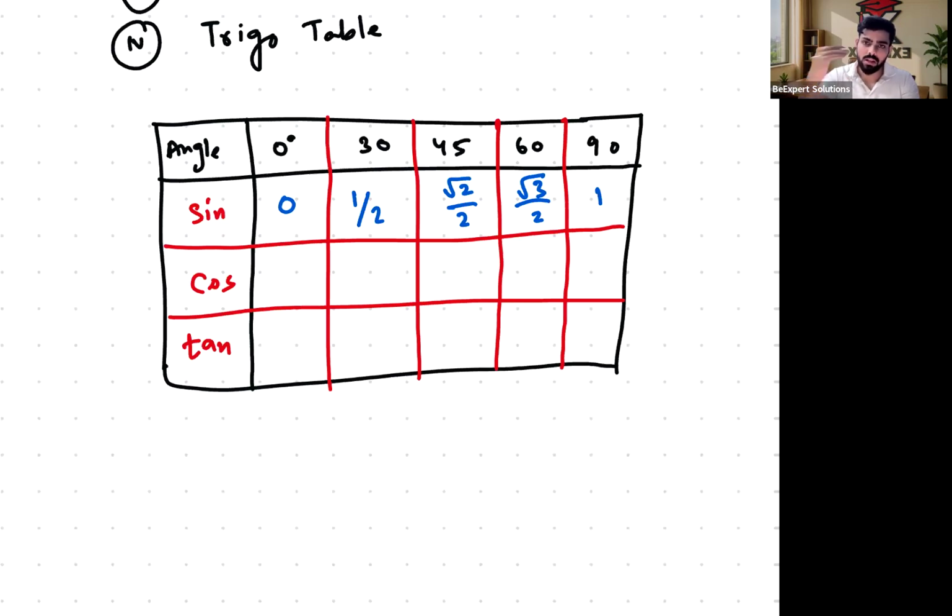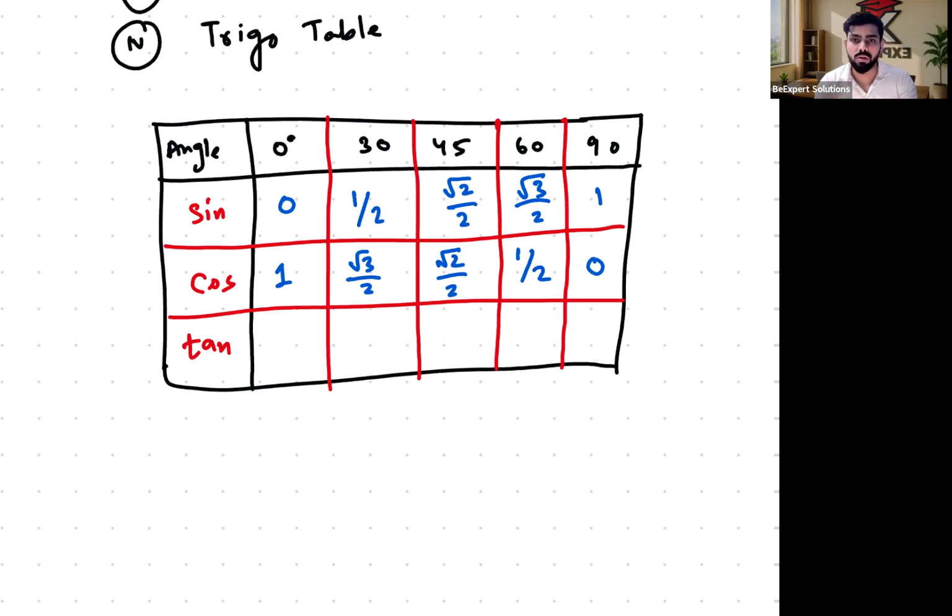Similarly, cosine is just like the reverse of sine. Whatever sine is at 90, cosine will be at 0. Whatever sine is at 60, cosine will be at 30. Cosine at 45 is basically the same value. Then this is 1 by 2, and this would be 0. So you can see how the values you get for cosine.